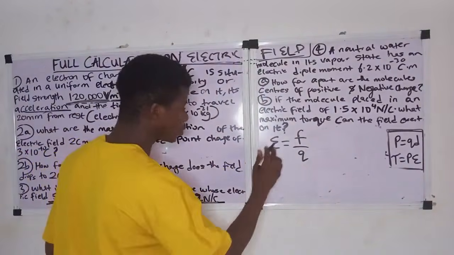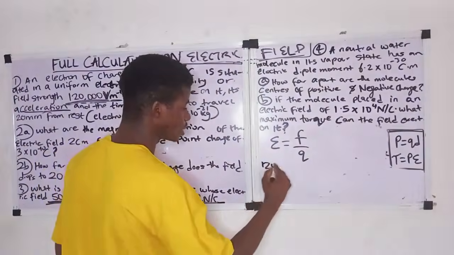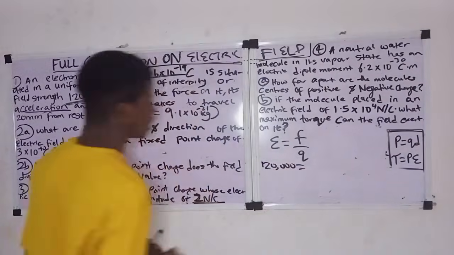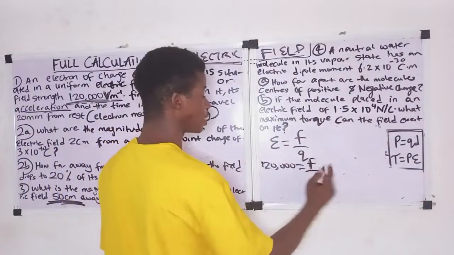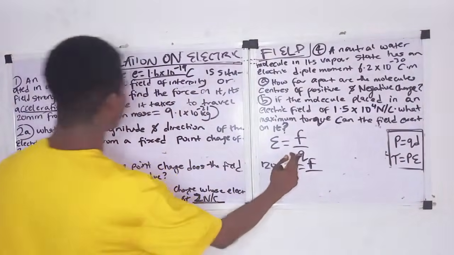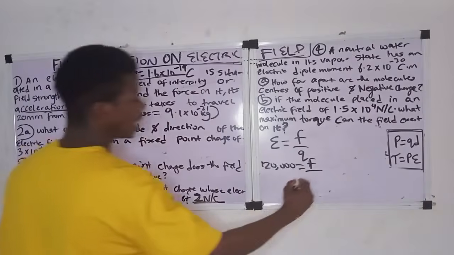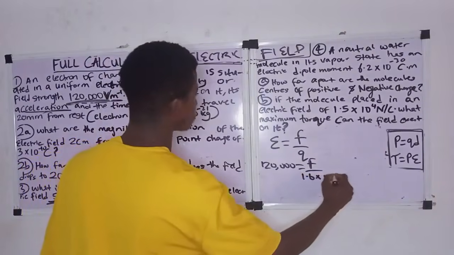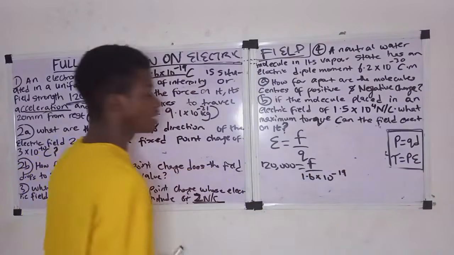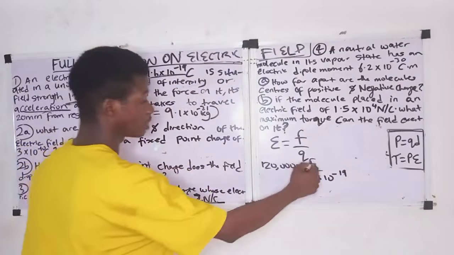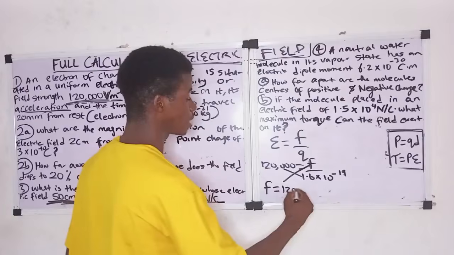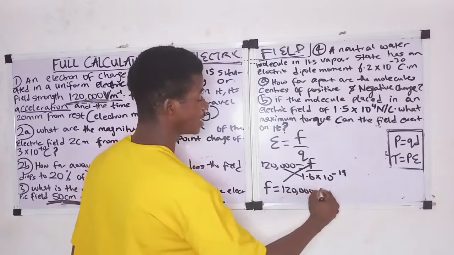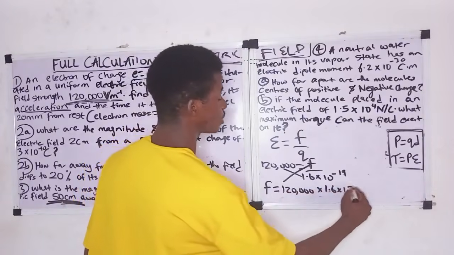So in the question they gave us the electric field to be 120,000 volts per meter, right? So the electric field is 120,000. What are they asking us to look for? The force acting on the electron, which you don't know. Then what about the charge of the electron? The charge of the electron is 1.6 times 10 raised to the power minus 19. What I'm going to do is very easy, just cross multiply. Therefore, F, which is the force, will be equal to 120,000 times 1.6 times 10 raised to the power minus 19.